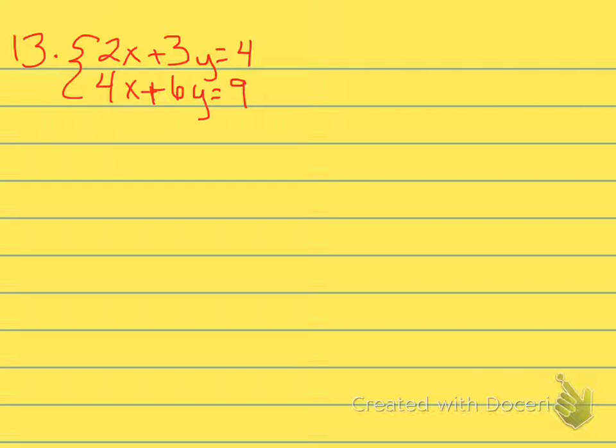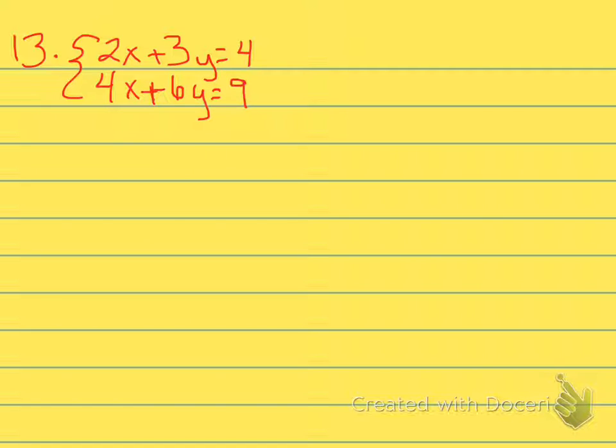Alright. Number 13. Number 13 gives us two equations. We have 2x plus 3y equals 4, and 4x plus 6y equals 9. We're going to work this out by elimination. And remember, this is where we work to get rid of one of the variables first. We eliminate it altogether.